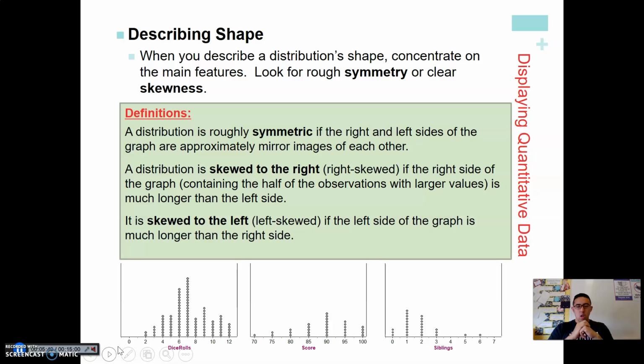A distribution is skewed to the right if the tail trails to the right. In other words, there's a hump, and then there's the tail that trails to the right. It's skewed to the left if it has a tail that's to the left. So this one right here is skewed left, this one right here is skewed right, and this one is relatively symmetric.